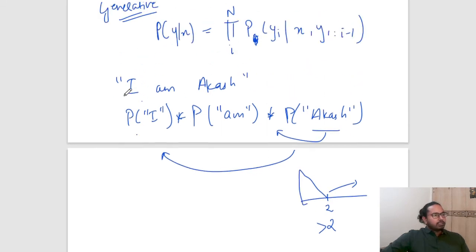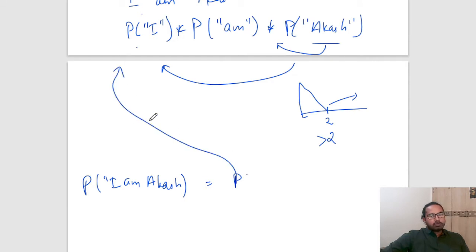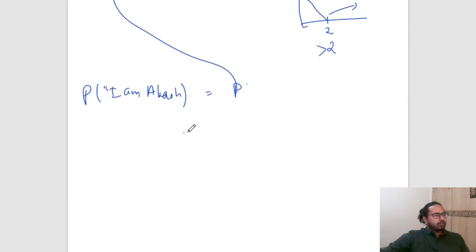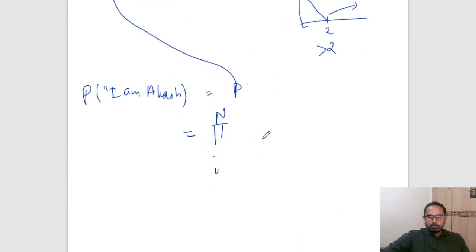So how do we represent the final probability of the output sequence? The probability of I am Akash is the probability of this expression here. So mathematically we represent this as the multiplication of the probability of each of the individual tokens, and that is this here: the probability of the present token given the input question and all the tokens that came before it. So this is the probability of a target sequence in a generative setup.